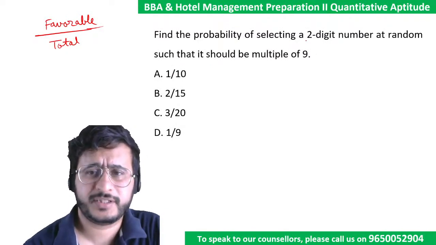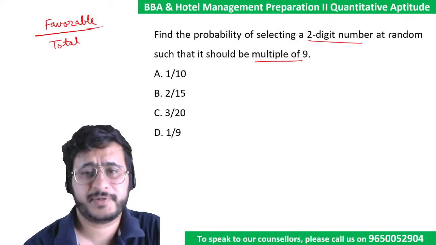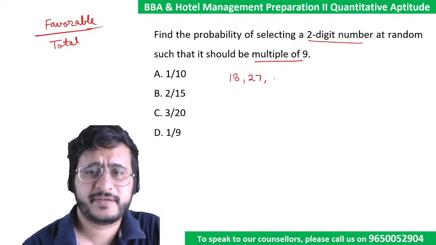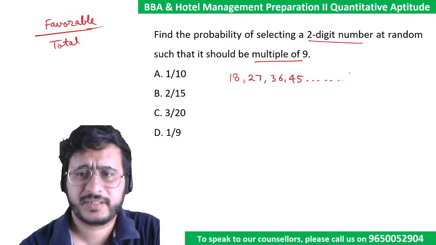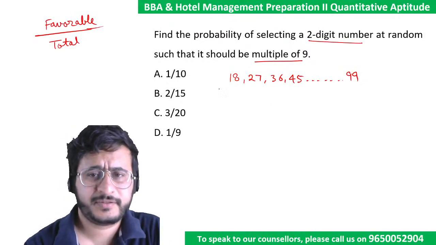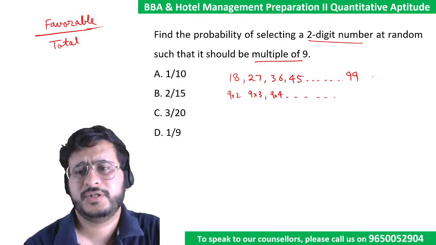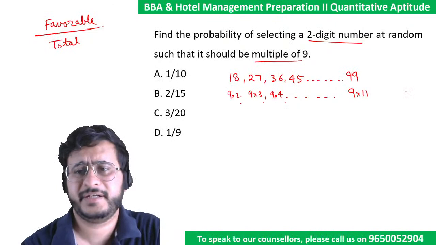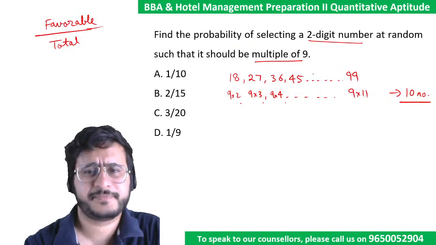Let us look at both the things. It should be a multiple of 9 and it is a 2-digit number. So what are the 2-digit numbers that are multiples of 9? 18, 27, 36, 45 and so on up to 99. These are 9 into 2, 9 into 3, 9 into 4 and so on up to 9 into 11. So if you count these numbers, 2, 3, 4, 5, 6, 7, 8 up to 11, you have 10 numbers. So you have 10 favorable outcomes.